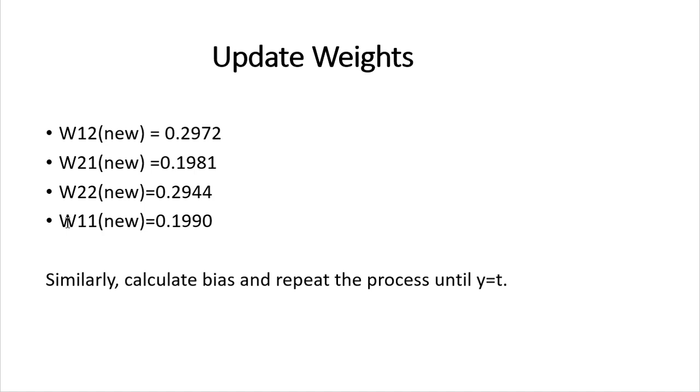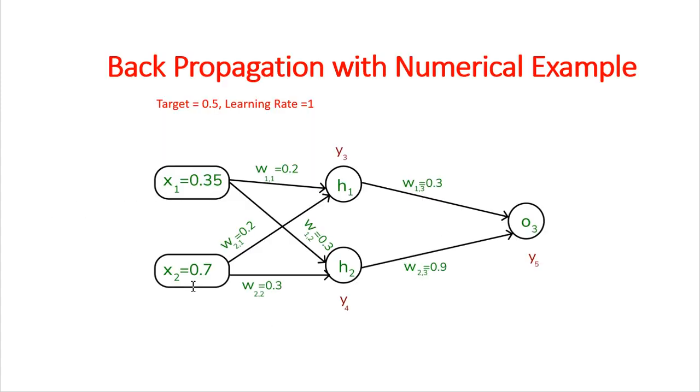If we calculate all these weights, as we did here, you will get approximately these values. Once you have calculated all these weights, you have to change this diagram with the updated weights. The target will be the same and the learning rate will be the same; only the weights will be updated. The initial input values will not be changed.